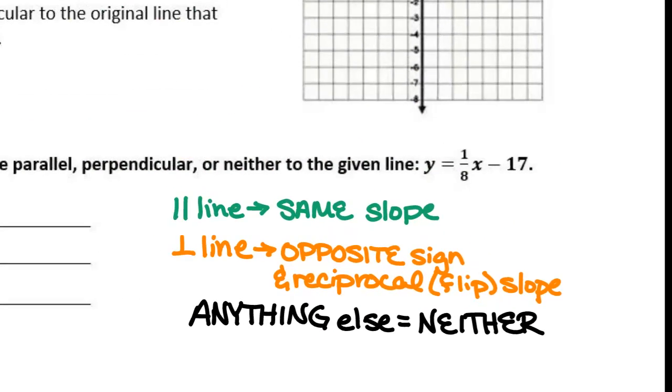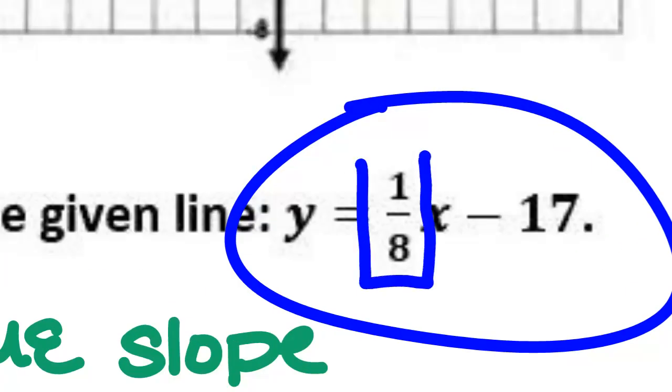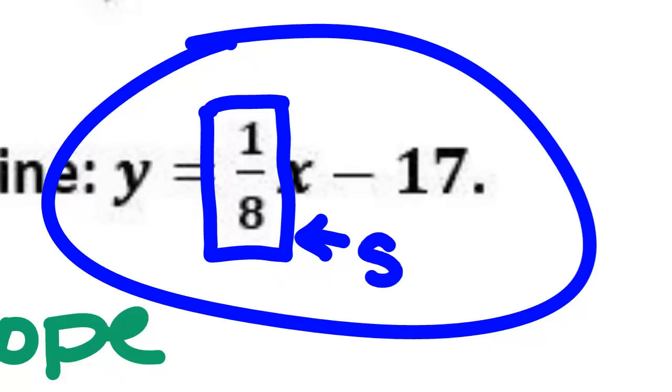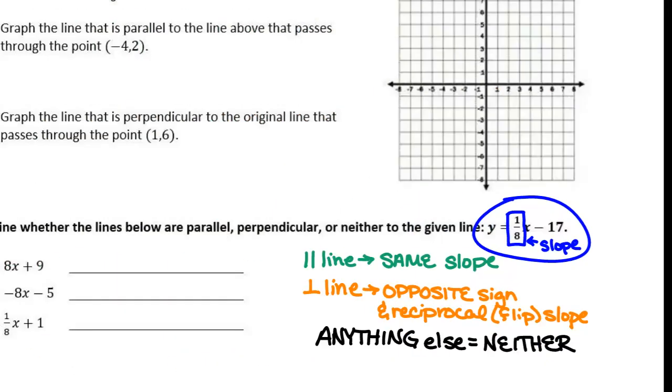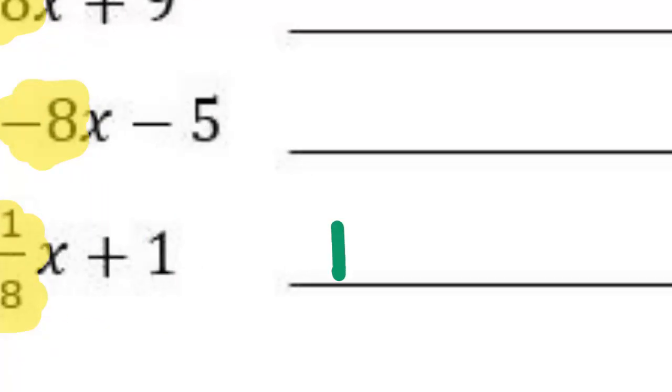So they gave me a line to look at. They gave me this line right here. Which piece of that line is the slope? 1/8. So looking at these other lines, the only part I care about is the M. This number right here. I don't care about the y-intercepts on any of them. Which one of those has the exact same slope as my given line? C. So C would be the one that is parallel.